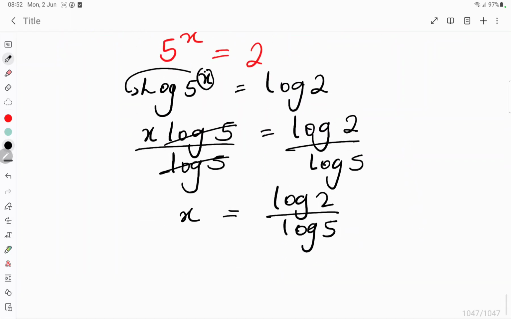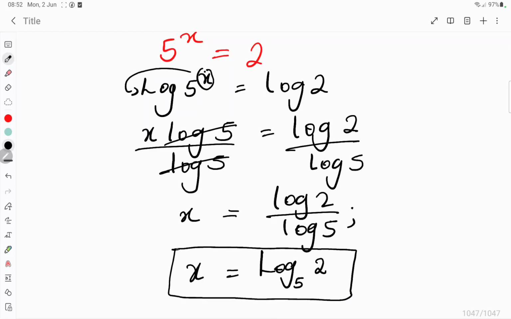Okay? So at this point, it's better to use change of base. To use change of base, you can now see that x will be equals to, the common base there is 10, so we'll have it as log 2 to base 5, and that's the required value for x. You can actually put this in a calculator to know the exact solution for x.